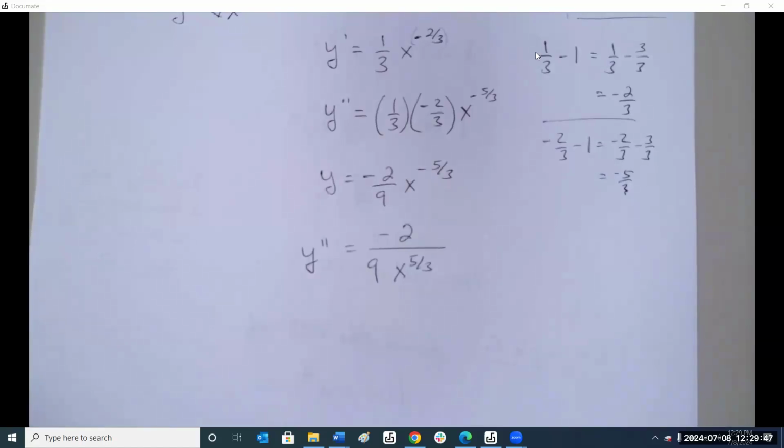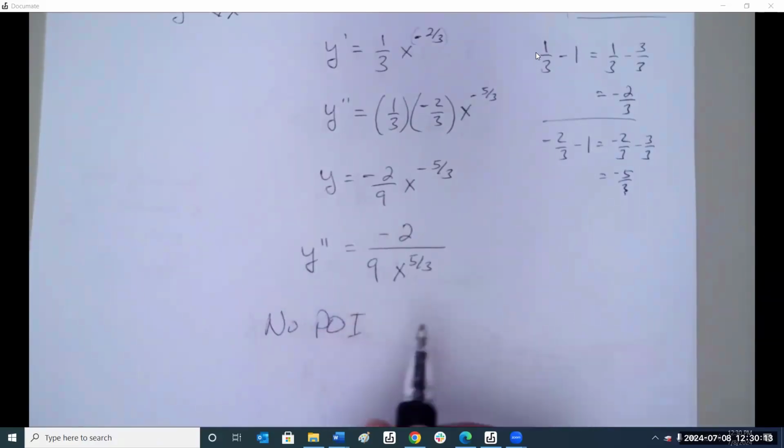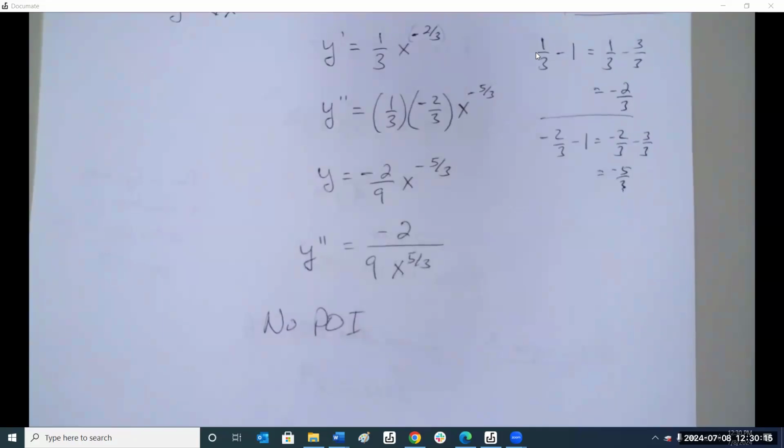So where do the points of inflection occur? What did we just talk about? Yep, no point of inflection, because you can't make the top equal 0. Very good.